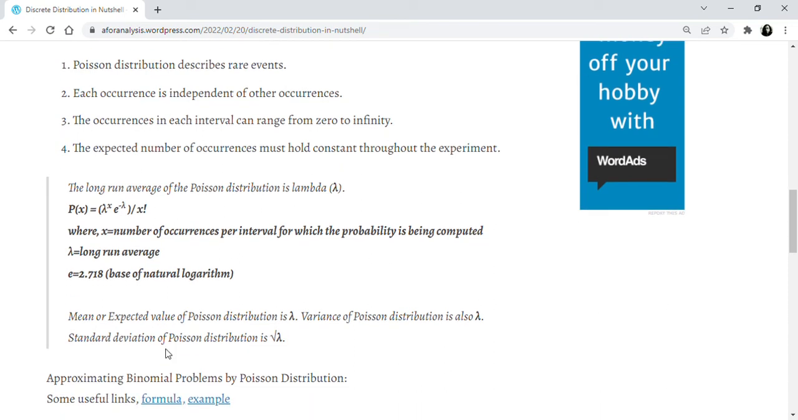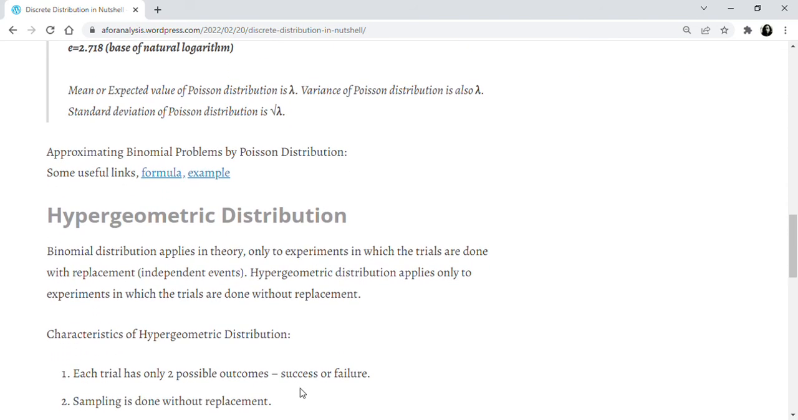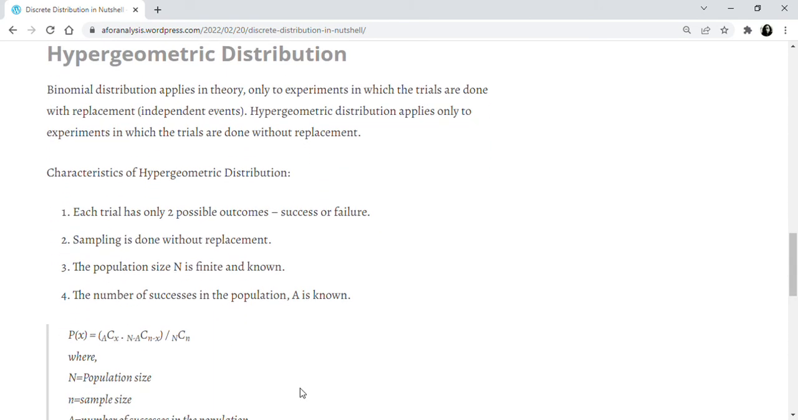Approximating binomial problems by Poisson distribution is possible, and I have just given some links here. You can check it out, find some examples and formulas, but for the time's sake, I'll move on to the next and the last distribution I studied today, that is the hypergeometric distribution. Hypergeometric distribution is actually used when the samples are taken without replacement.